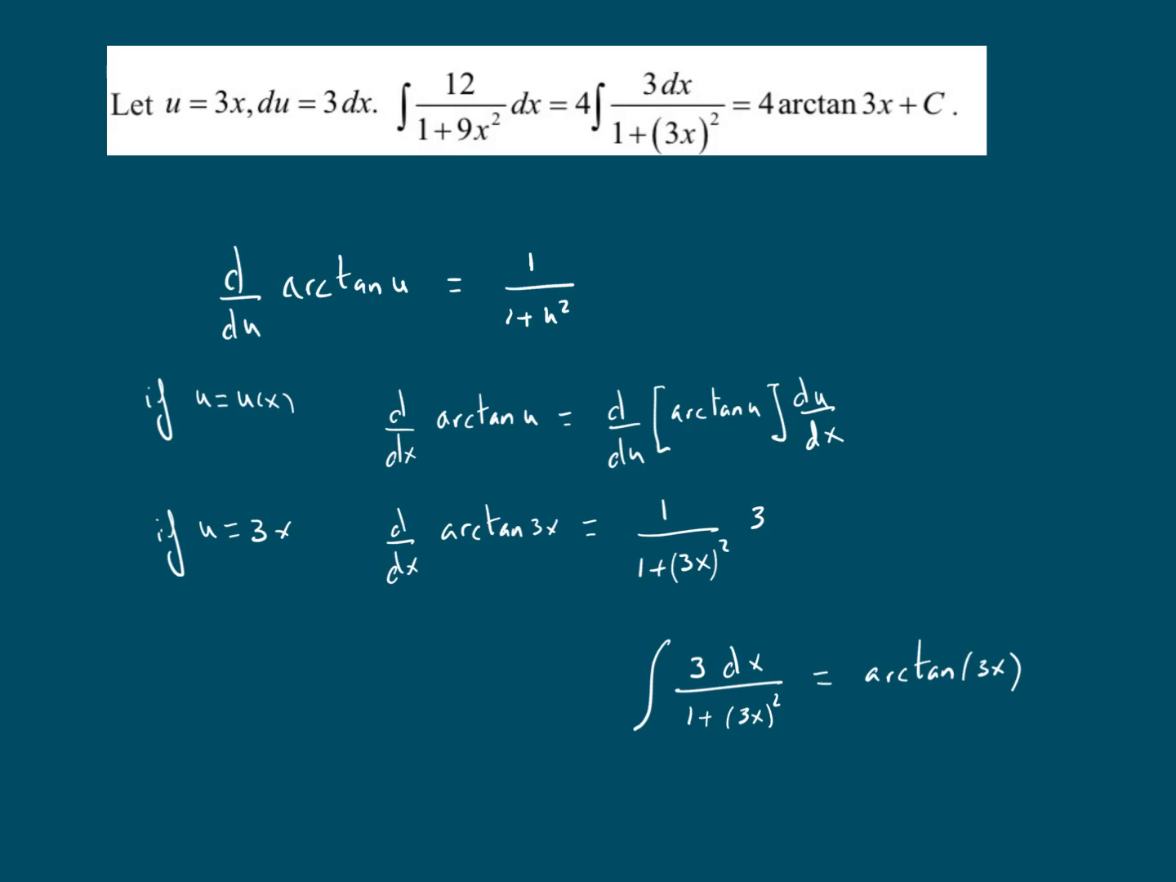So in this problem, indeed, what you are doing is using substitution. You name u equals 3x, du is equal to 3 dx. So the integral of 12 over 1 plus 9x squared is, 4 times 3 is 12, 12 dx divided by 1 plus (3x) squared, which takes you directly to the antiderivative of the function, which is 4 times arctangent of 3x plus c.